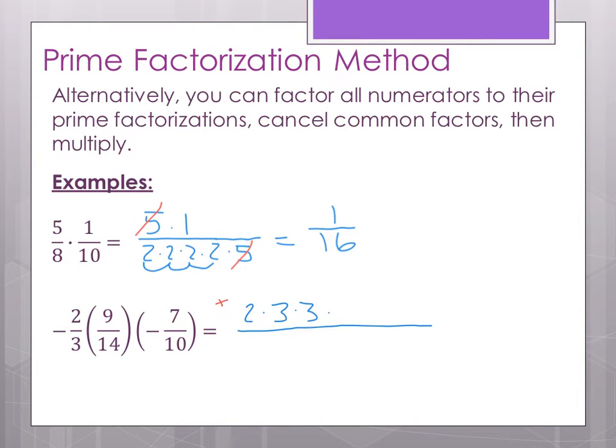Now factoring the bottom, 3 is prime, so I'll copy it. 14 factored is going to be 2 times 7. And then 10 factored is going to be 2 times 5.